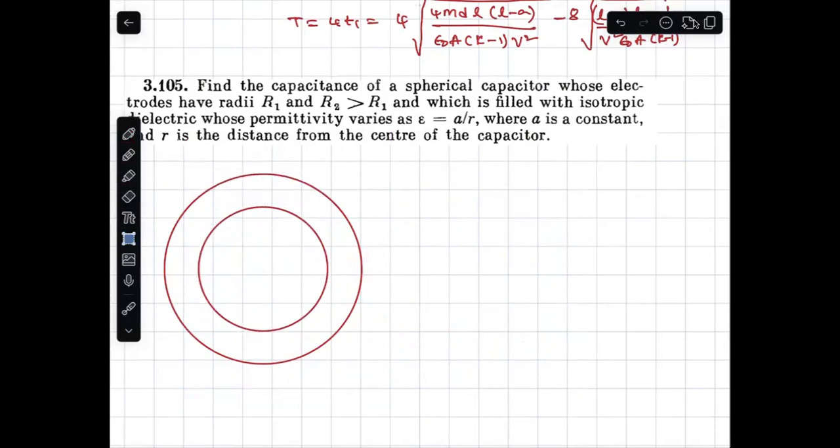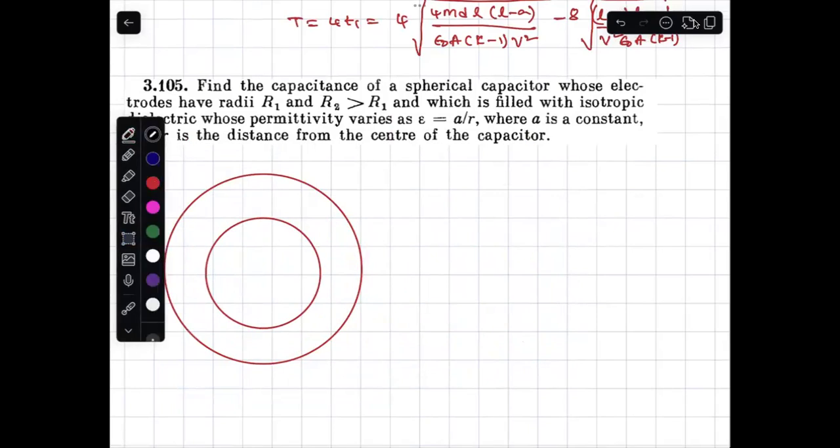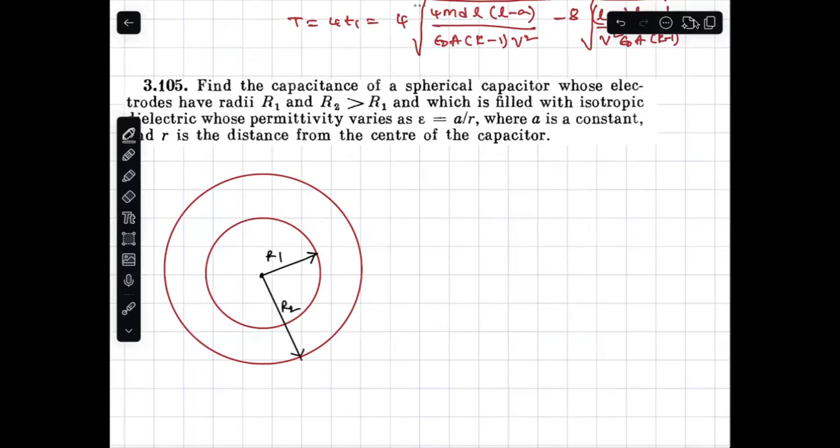now we are assuming this is R1. This is r. R1, R2, R2 greater than R1, taken care. Now, what do you want? Capacitance of the spherical capacitor.